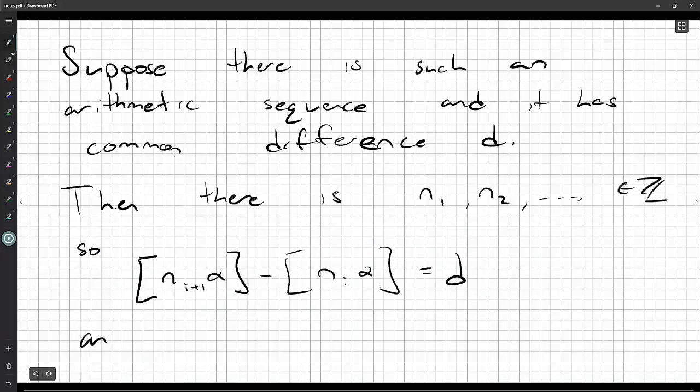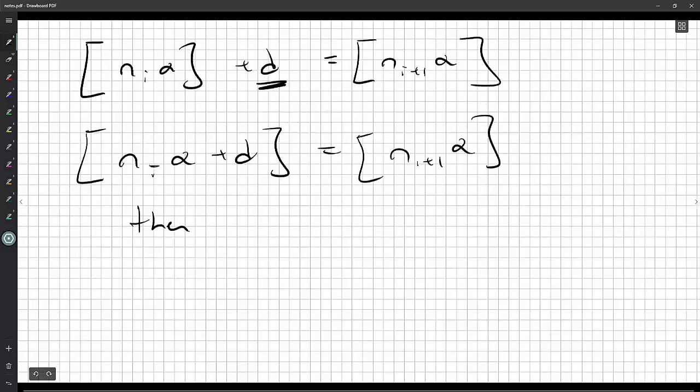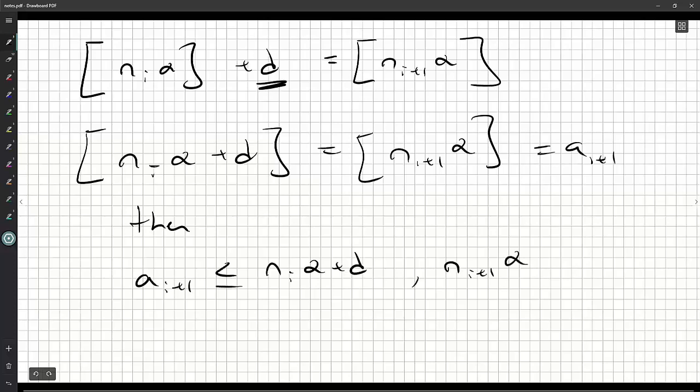Let's say, and let A_i be n_i alpha floored. So this is alpha, this is A_i plus 1, so then A_i plus 1 is less than n_i alpha plus d. So less than or equal, but it should be less than because we've got an irrational part here, so actually let's drop the less than or equal. And this is less than A_i plus 1 plus 1. Okay.